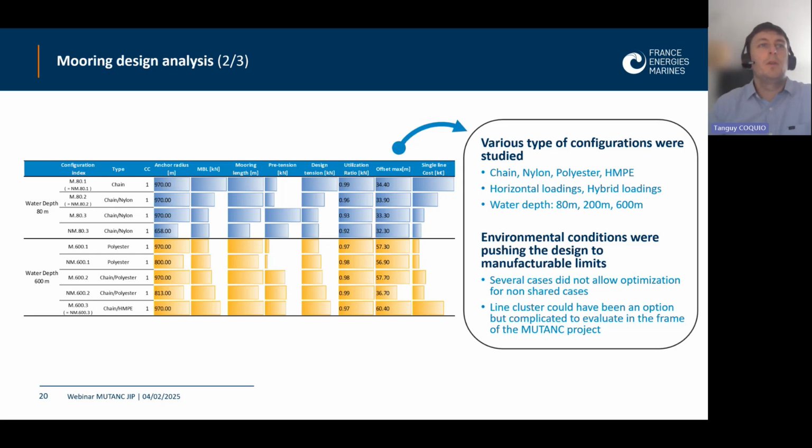A short comparison of all the mentioned configurations. What we can see here is that we optimize several materials: chain, nylon, polyester, HMP, that produce both horizontal but also vertical loadings in 3 water depths. And we are pushing to the manufacturable limits because we wanted to prevent to have a cluster of lines because it's less natural for shared anchor optimization. But doing so, we are at the limit of the possibilities for the shallow water depth in particular.